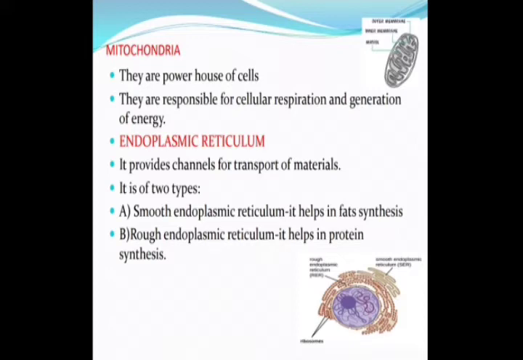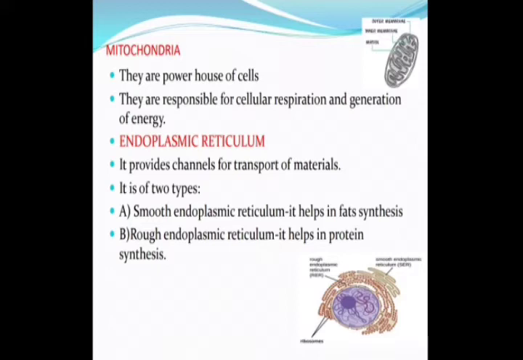The next cell organelle is endoplasmic reticulum. Endoplasmic reticulum is a network of membranes. It provides a channel for transport of materials. Where is it present? It is present near the nuclear membrane. It is of two types, A, smooth endoplasmic reticulum and B, rough endoplasmic reticulum.